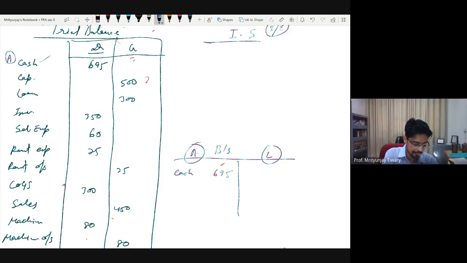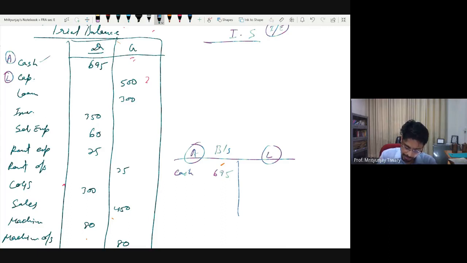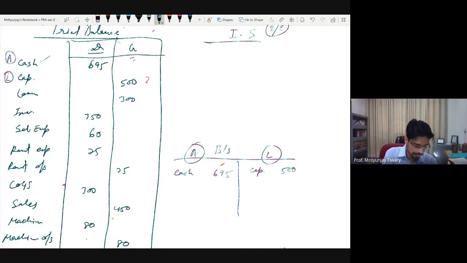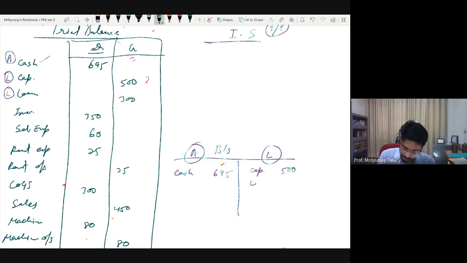Capital, what is it? Liability. This will move into the liability side. I will say capital of 500. Loan, what is this? Liability. So I will say in the liability side loan of 300. Okay. Inventory. It's an asset. So asset side of the balance sheet, I will write inventory. Asset of how much? 350.